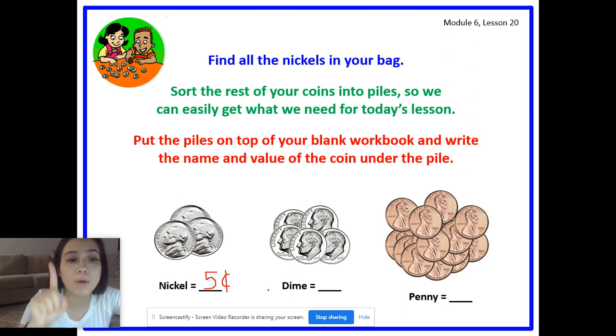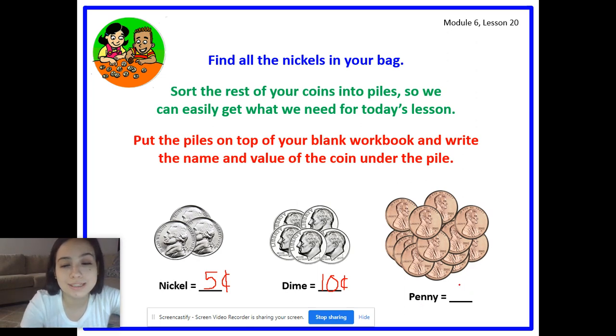What is the value of one dime? Get ready. Yes, 10 cents. Remember to always say the unit because a dime is worth 10 cents, not just worth 10, right? It could be 10 anything. So what is the value of a penny, boys and girls? Get ready.